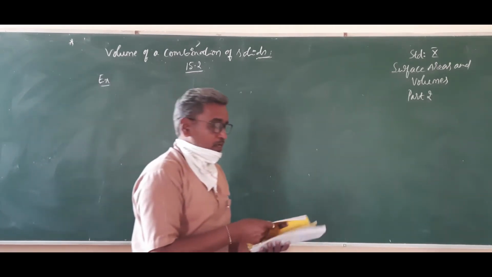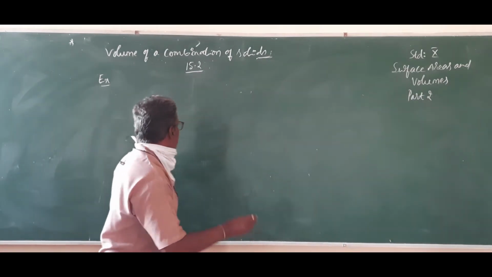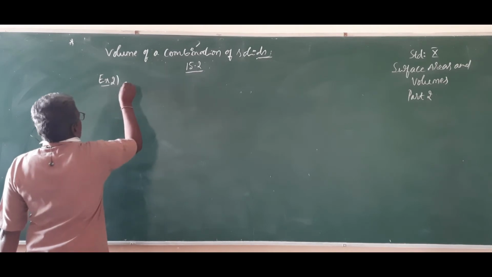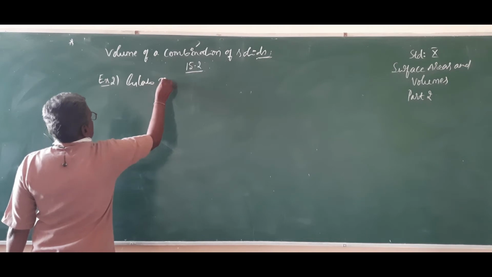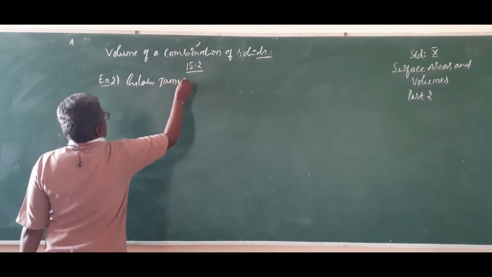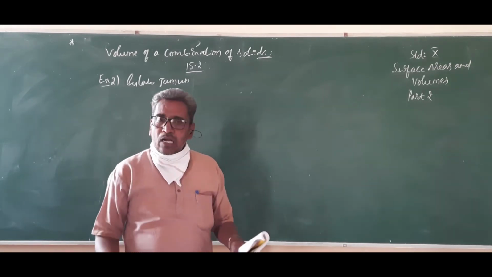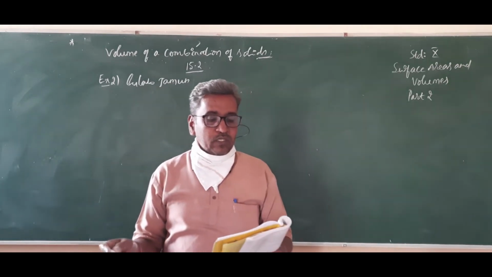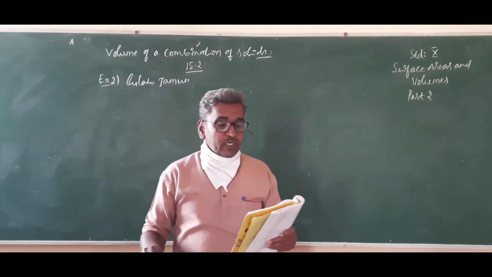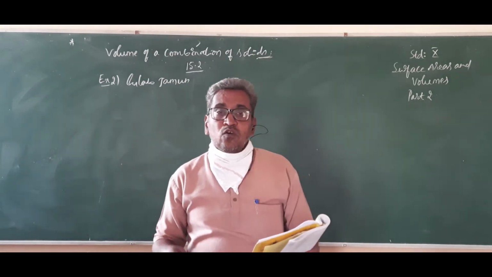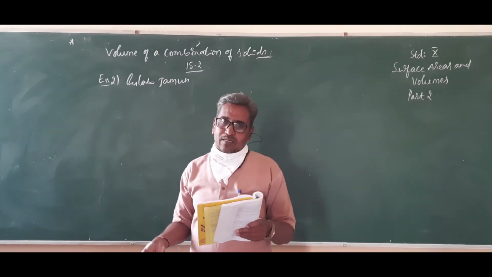This next example, a gulab jamun. Gulab jamun contains sugar syrup up to about 30% of its volume. Find approximately how much syrup would be found in 45 gulab jamuns, each shaped like a cylinder.